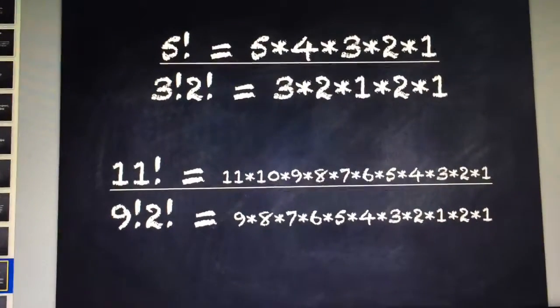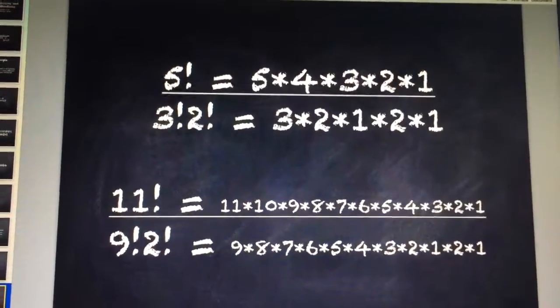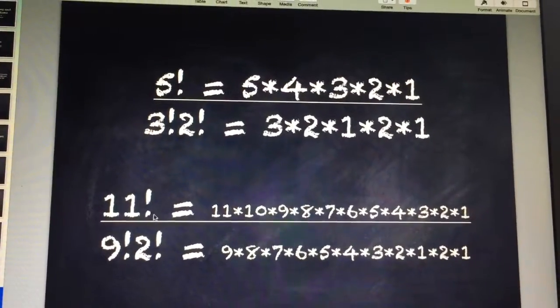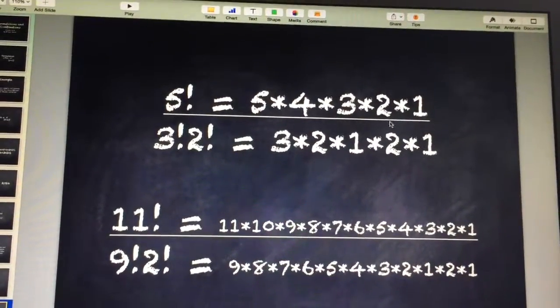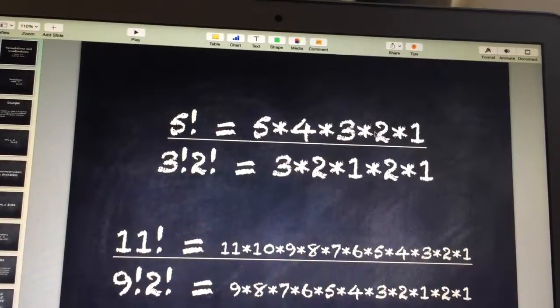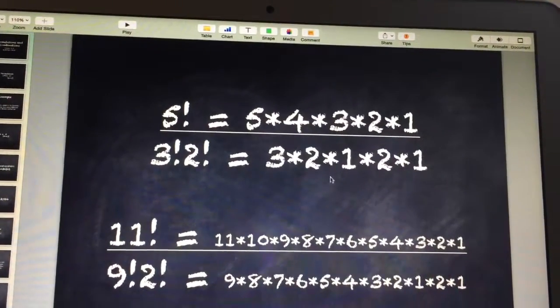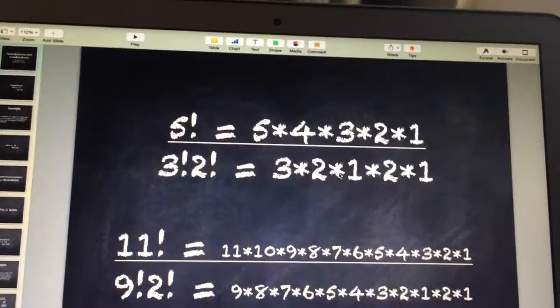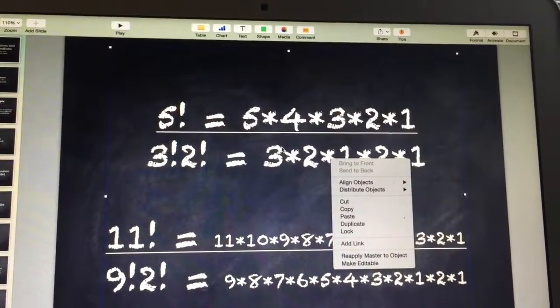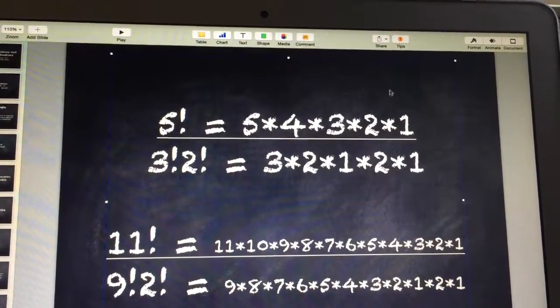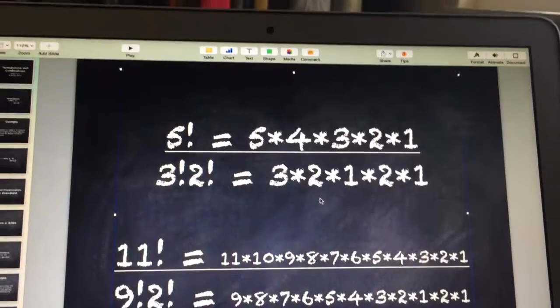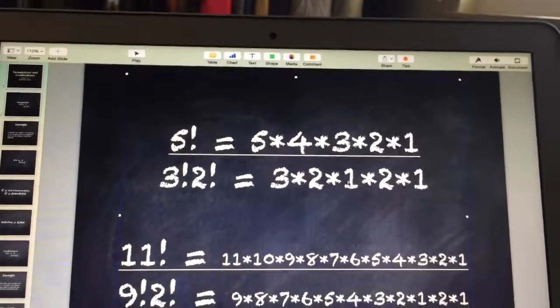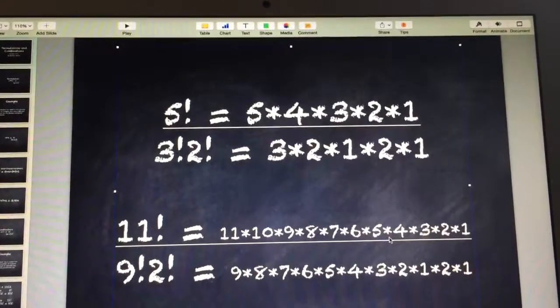To simplify these, I like to write them out and cancel them out. So, by that, we see 3 times 2 times 1, but we also see 3 times 2 times 1 in the denominator. Therefore, we can cancel these out. And we'll end up with 5 times 4 over 2 times 1.